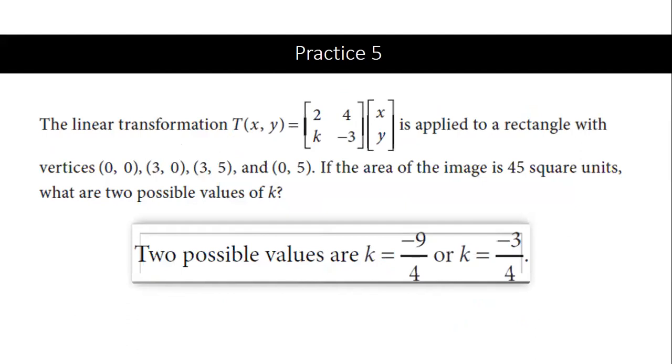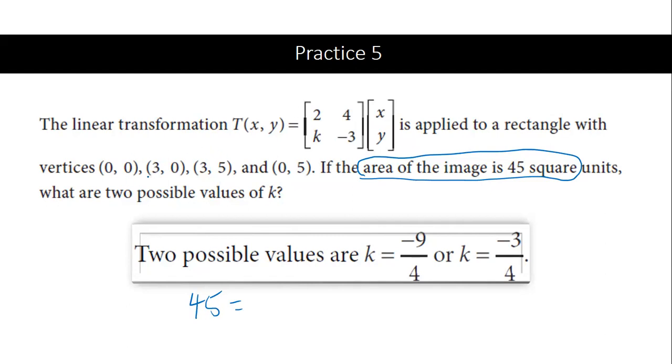All right, what if I'm missing a value of my transformation? Could I find it from there? Probably, right? It's going to be a little more complicated, but it is possible. First things first, you know your area of your image is going to be 45. So we know that 45 equals our determinant times our original. So I have to find what the original is also.